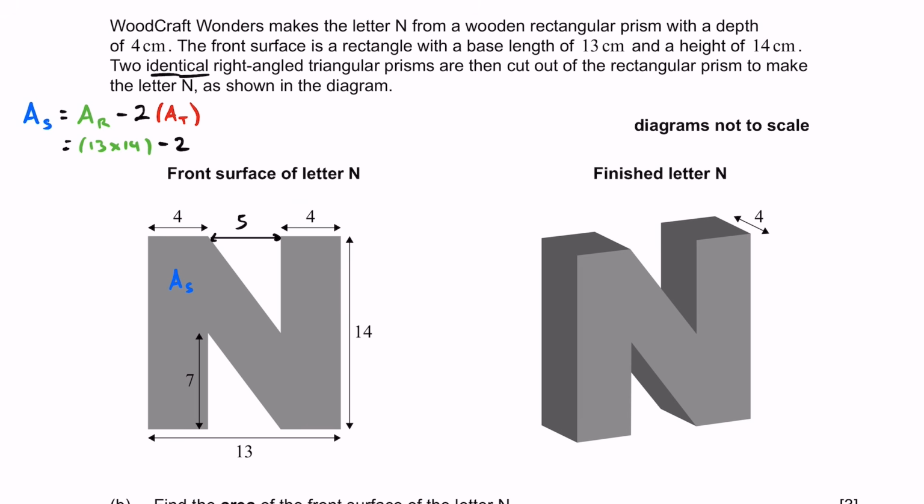Okay. So I'm going to write this. Area of a triangle, remember, is 1/2 base times height. Or we could say base times height divided by 2.